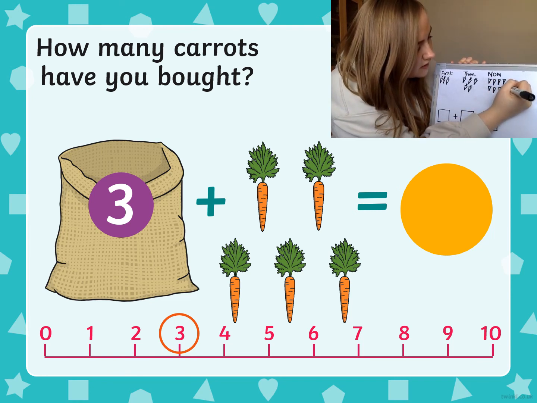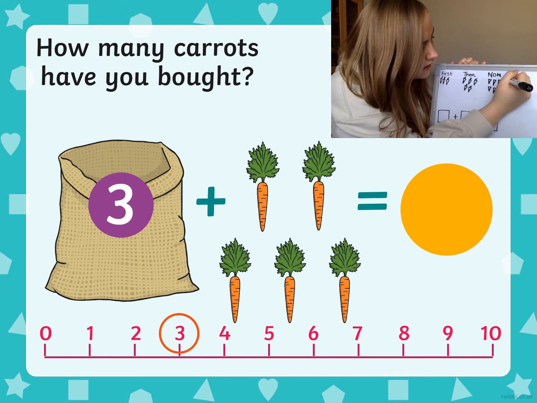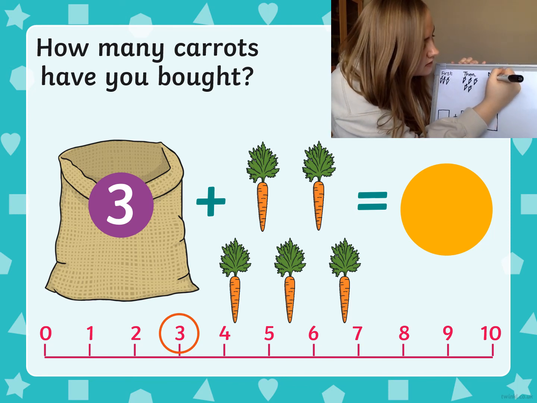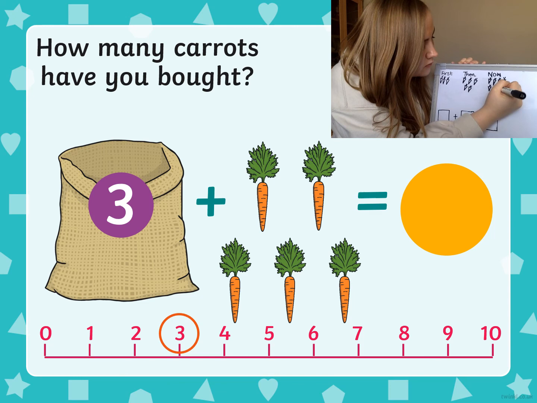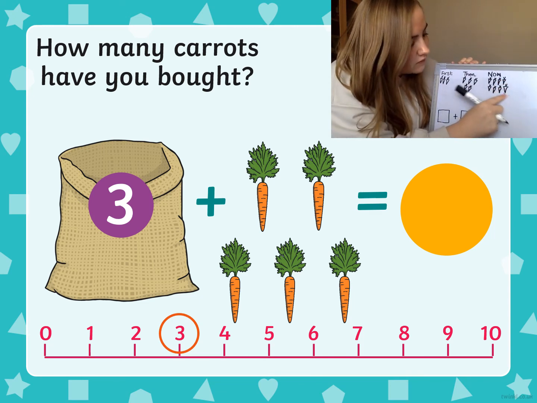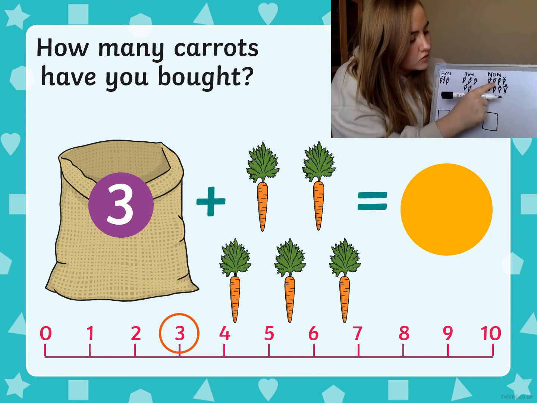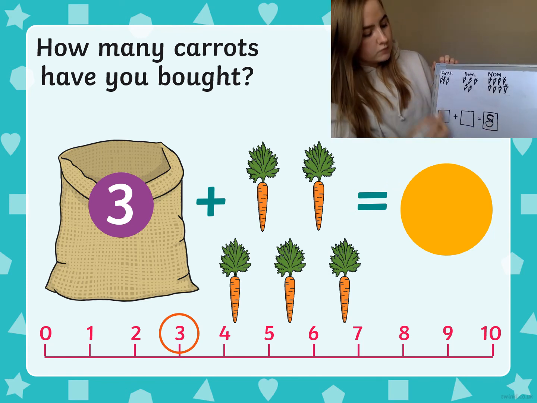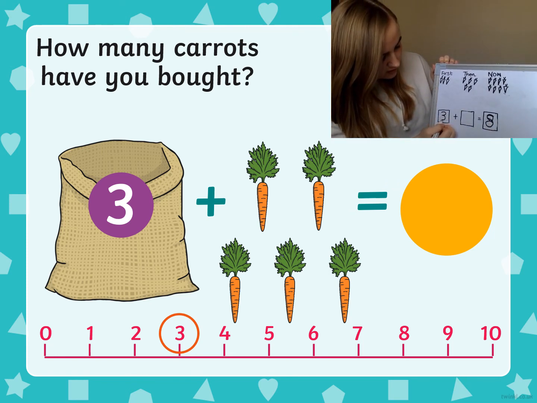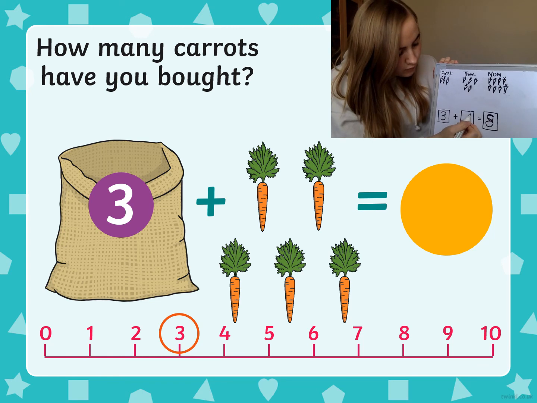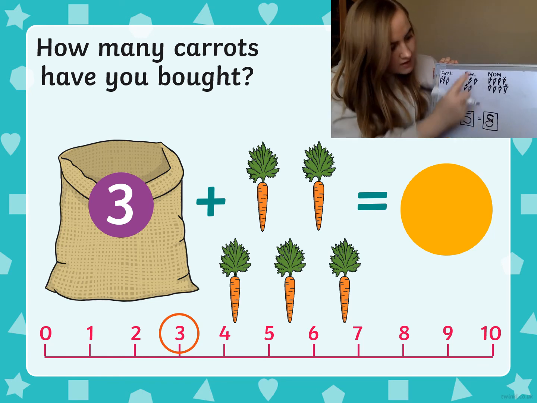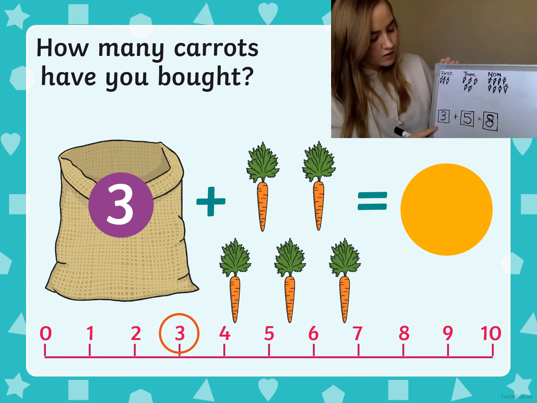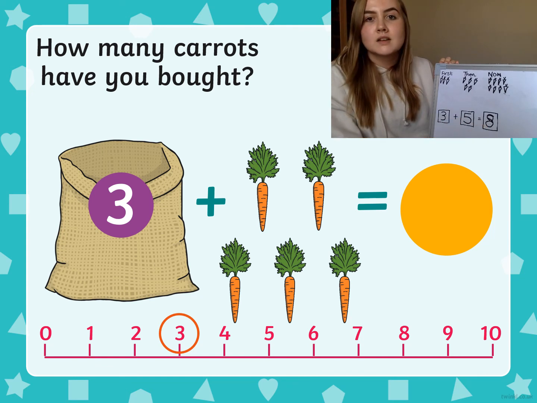As you can hear, I was counting in 2s. So now we'll count in 1s to make sure we've got the right amount of carrots. So we've got 1, 2, 3, 4, 5, 6, 7, 8. So we have 8 carrots now. So first we had 3, then we needed 5 more, and now we have 8. So 3 plus 5 equals 8.